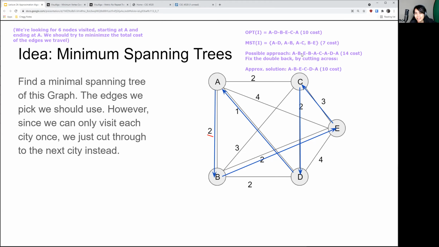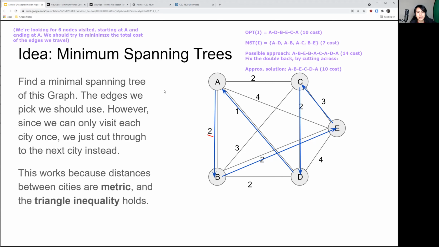So instead of going from A to B to E, and then back to B, and then back to A in order to get to C, and then go back to A, and then go to D, and then go back to A, we go A to B to E, and then go directly to C, go directly to D, and then go back to A.